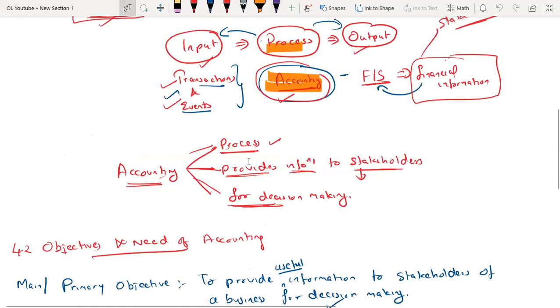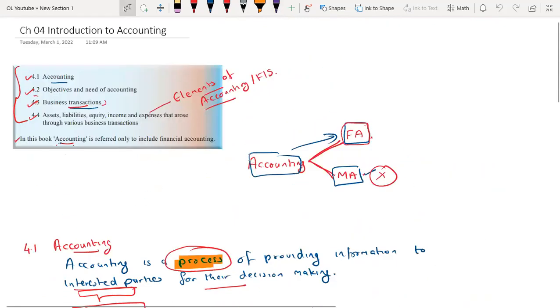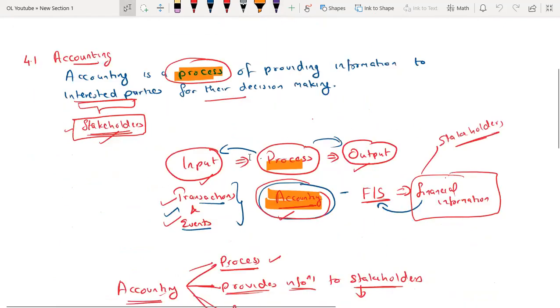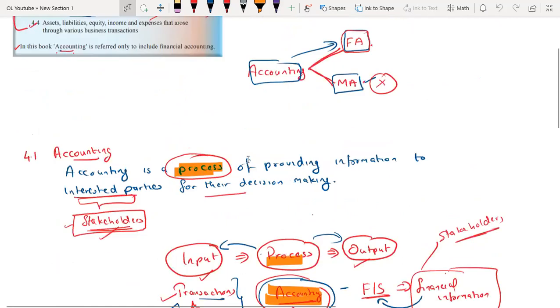And that's all with regard to 4.1 and 4.2. We had a look at the definition of accounting, and we had a look at the objectives and need of accounting. Thank you.